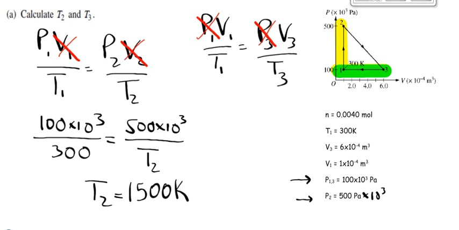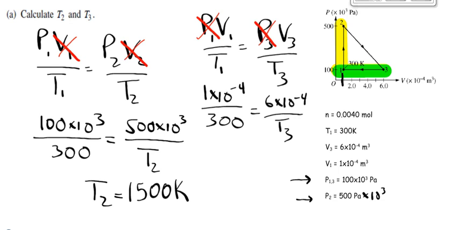The volume at point 1, which is right here, is listed as 1 times 10 to the negative 4th. The temperature at 1 remains 300. The volume at 3 is 6 times 10 to the negative 4th. And T3 is our unknown. When you go through and solve it, you find that the temperature at point 3 is 1,800 Kelvin.